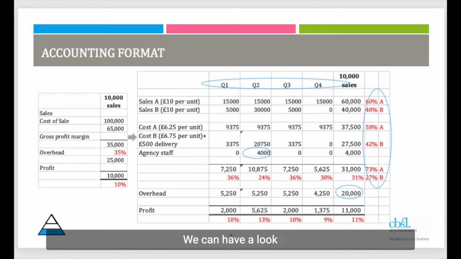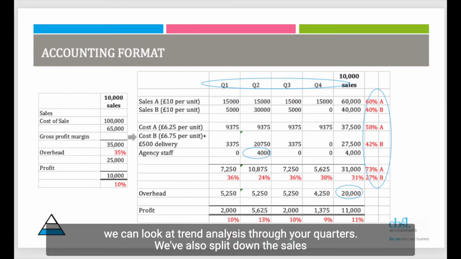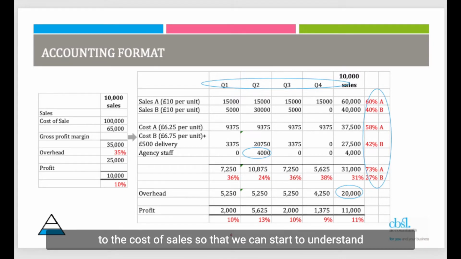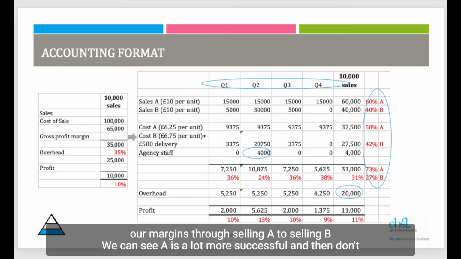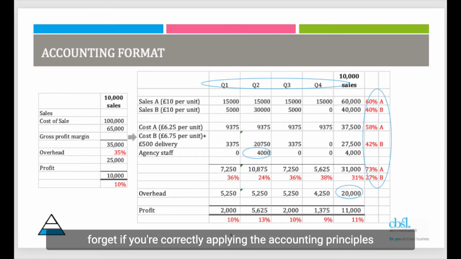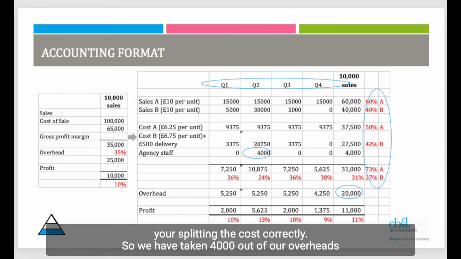We can look at trend analysis through your quarters. We've also split down the sales to the cost of sales, so we can start to understand our margins through selling A to selling B. And I think, as we can see, A is a lot more successful. And then don't forget, if you're correctly applying the accounting principles, you're splitting the costs correctly.